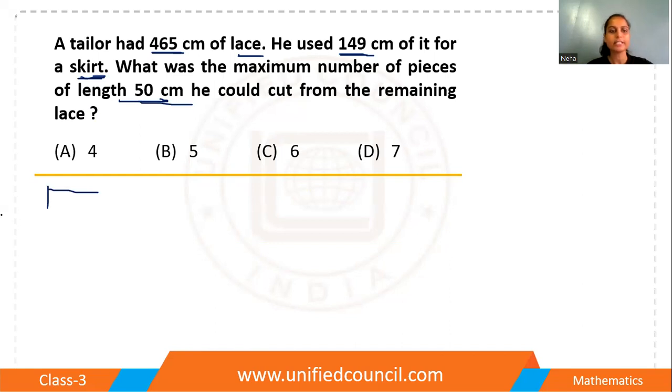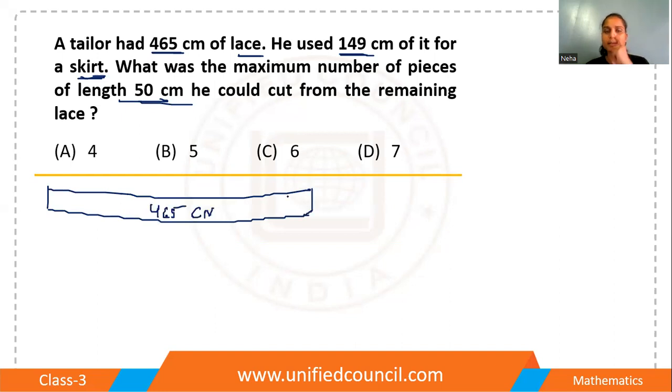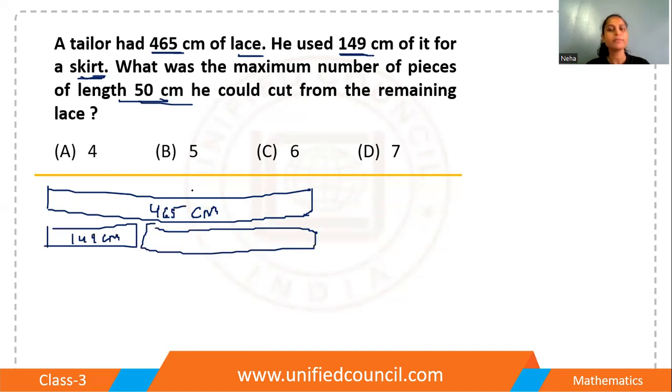Basically there is a lace, and the length of this lace is 465 centimeters. In this lace he used 149 centimeters. Now what is the remaining one? Because the question is asking to cut 50 centimeter length pieces from the remaining lace. So the remaining lace is 465 minus 149. Here I can write, this is 6, this is 1 and this is 2.